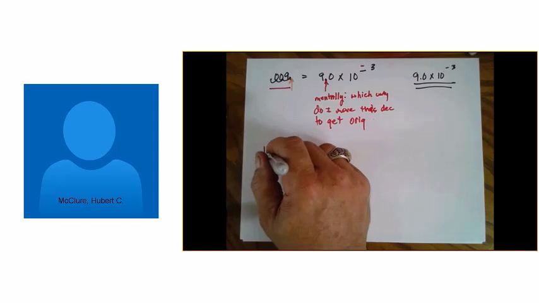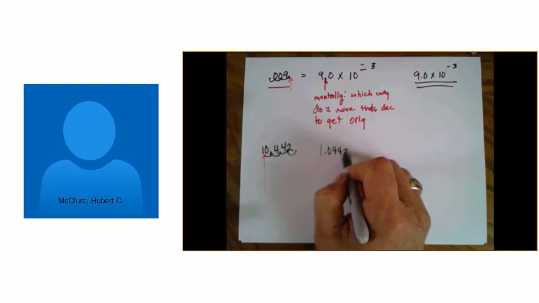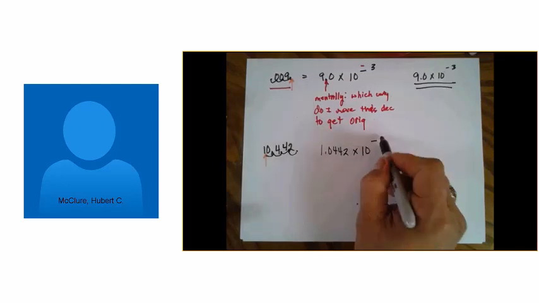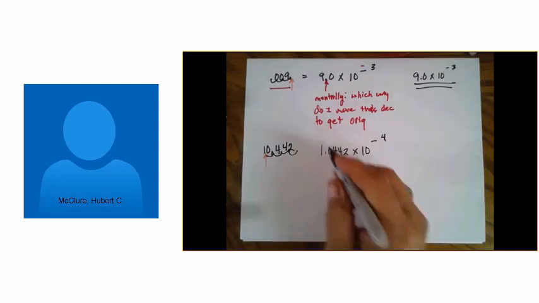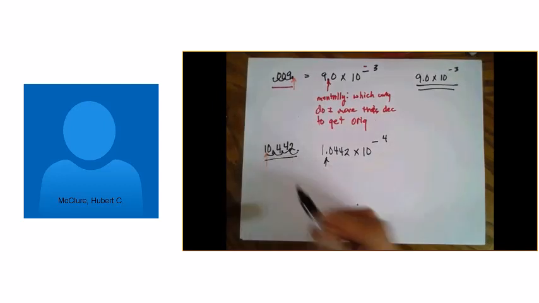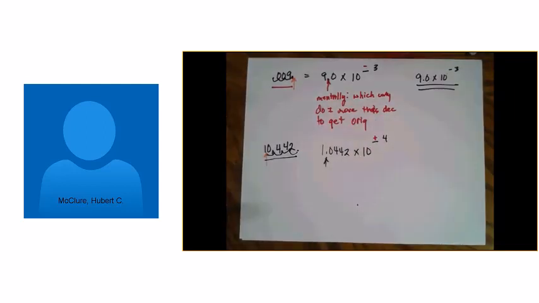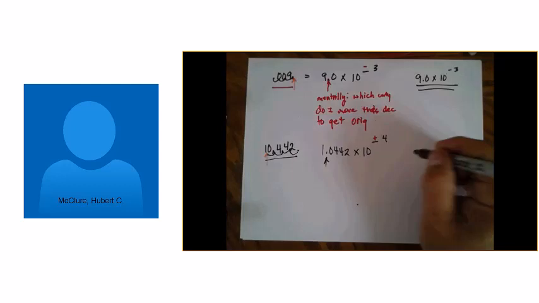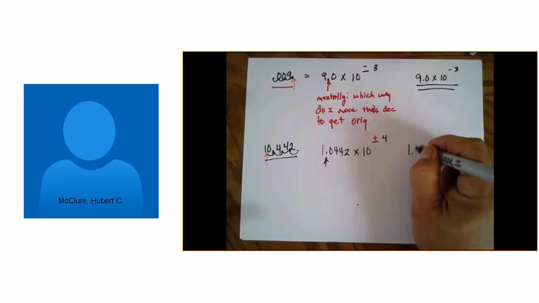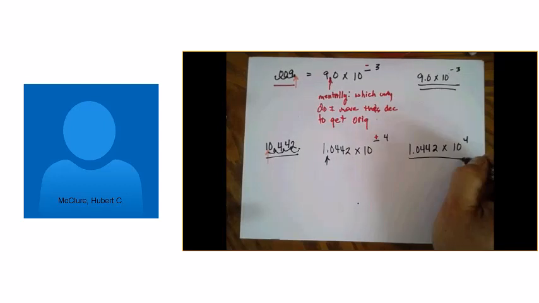1, 2, 3, 4. So that's 1.0442 times 10 to the blank 4. Which way do I move this decimal in my head to get it to look like this? To the right. And that is a positive. So therefore, your answer is 1.0442 times 10 to the 4th power.